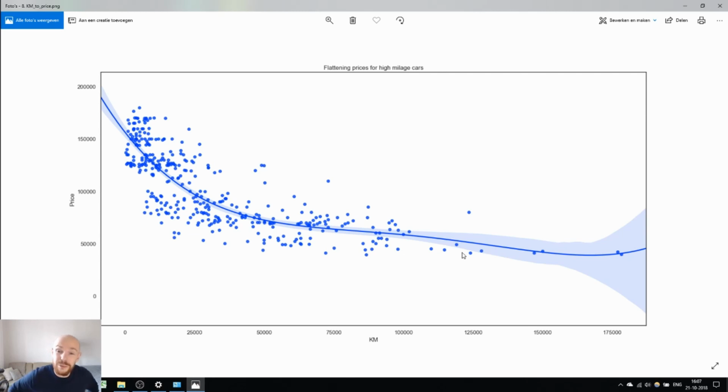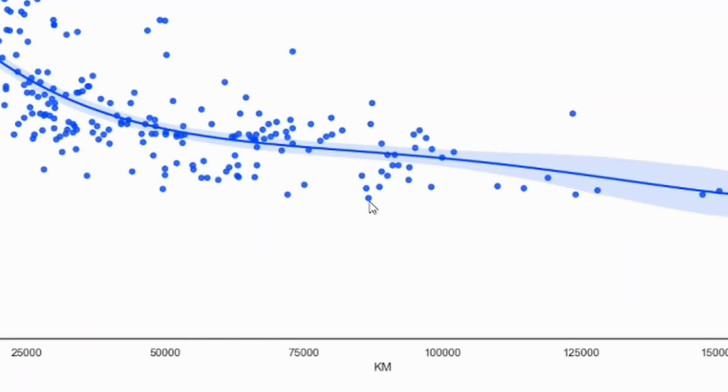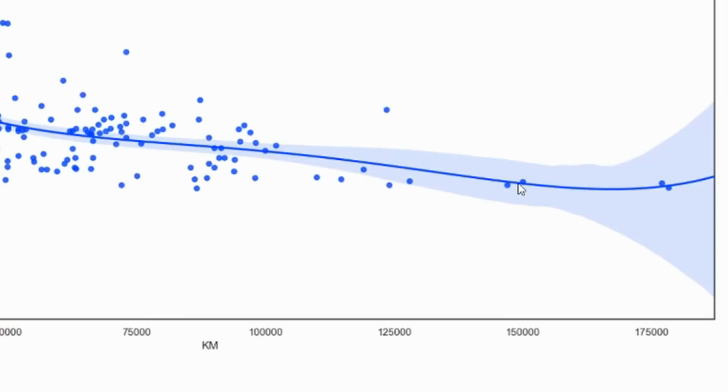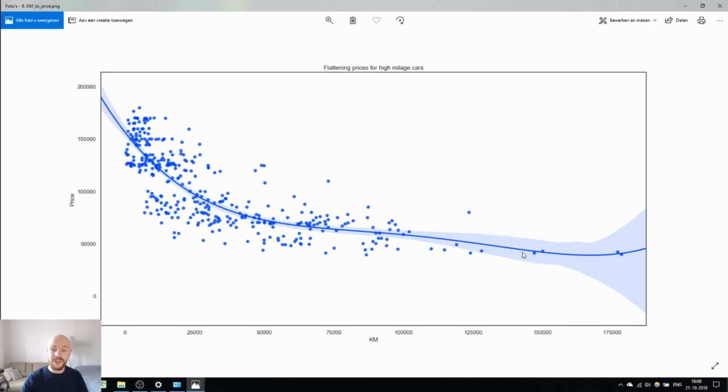Now there's an important observation to be seen from this graph. You can see that even though the mileage increases, the price remains more or less the same. You can see that this car here, for example, with a mileage of around, let's say, 85,000 kilometers, has the same price as the cars over here with 150 and more thousand kilometers.